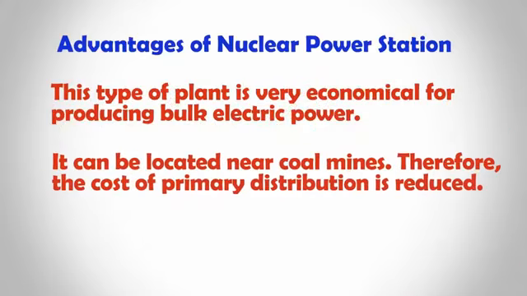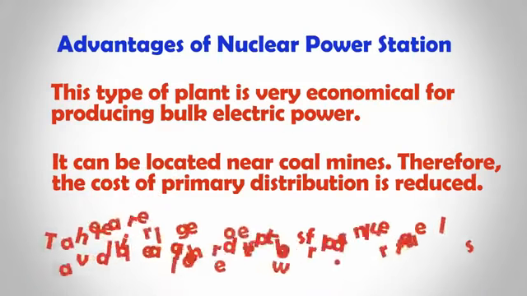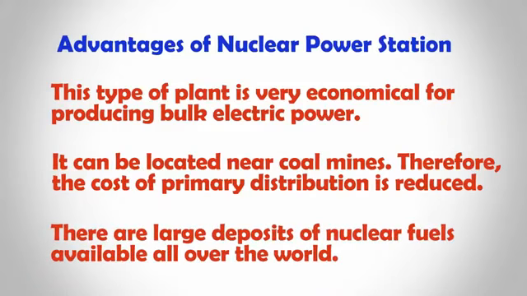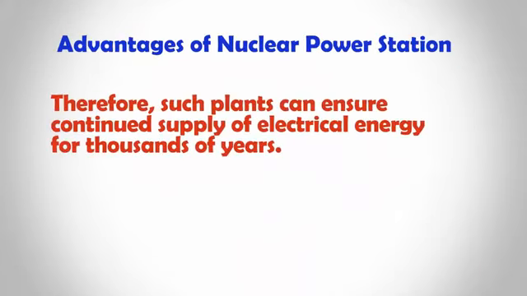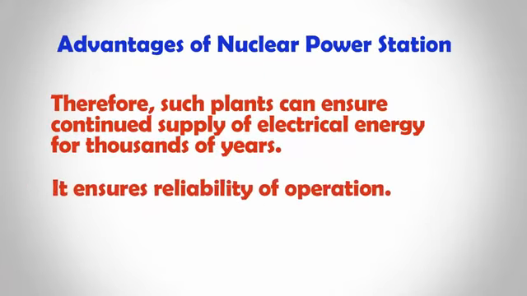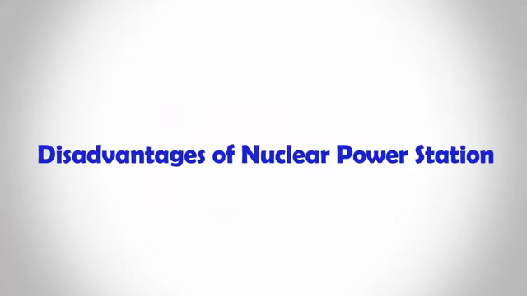It can be located near coal mines. Therefore, the cost of primary distribution is reduced. There are large deposits of nuclear fuels available all over the world. Therefore, such plants can ensure continued supply of electrical energy for thousands of years. It ensures reliability of operation.